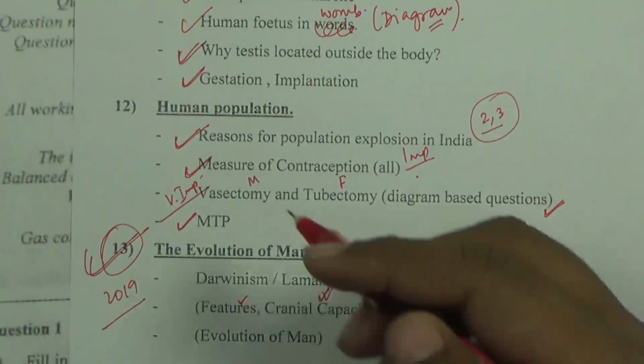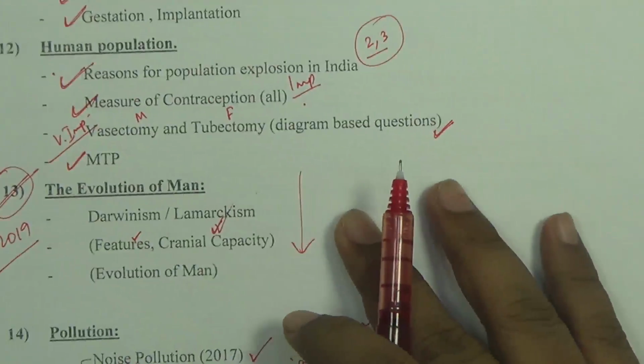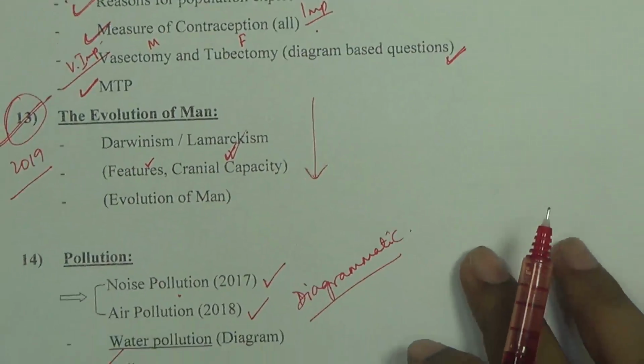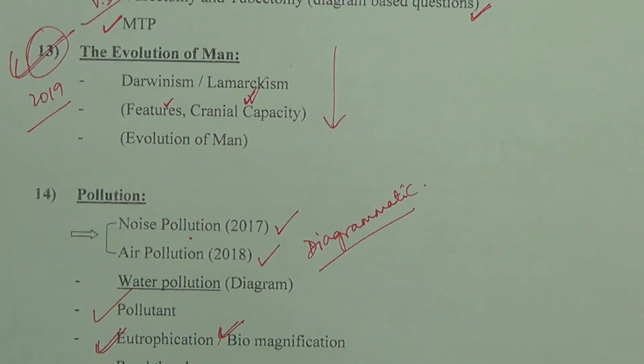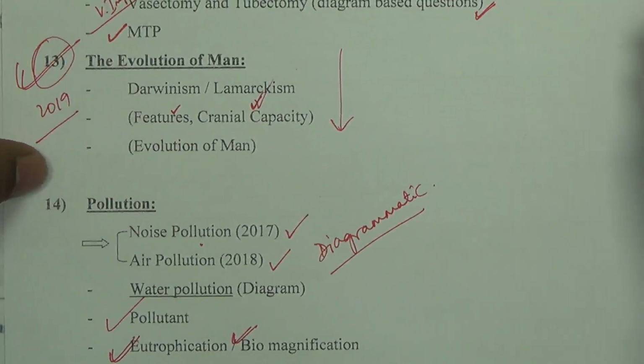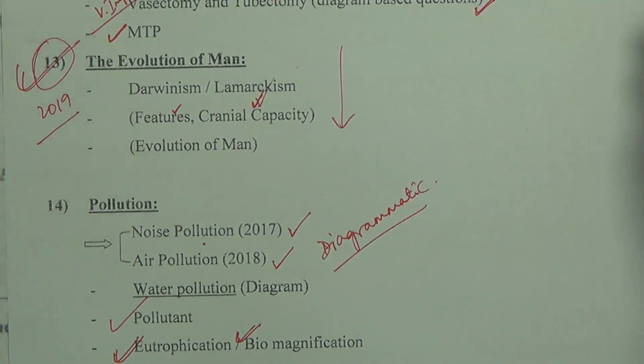See, the last three chapters, human population, the evolution of man, and pollution, are not very difficult. They are very, very easy. If you invest just half an hour of yours or maximum 1 hour, I don't think it will take more than that. It will be easy.